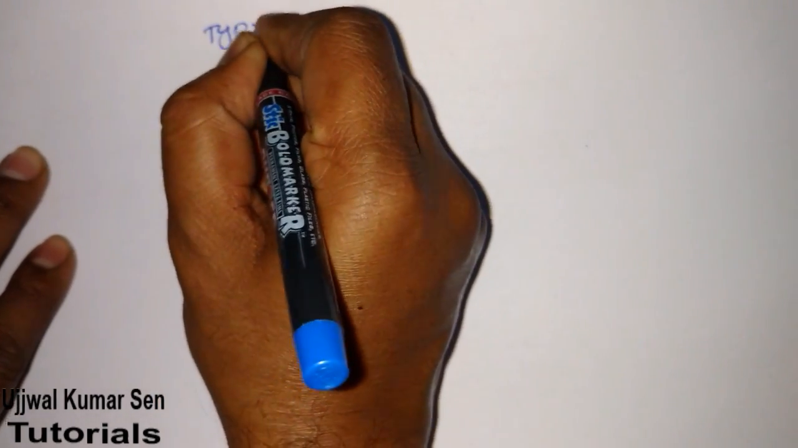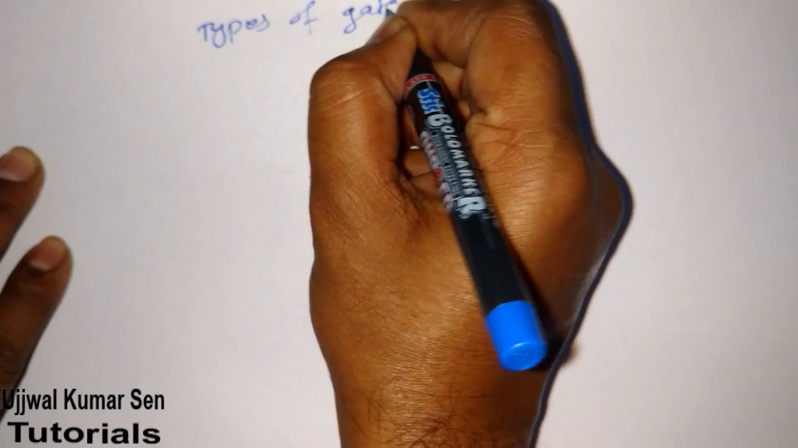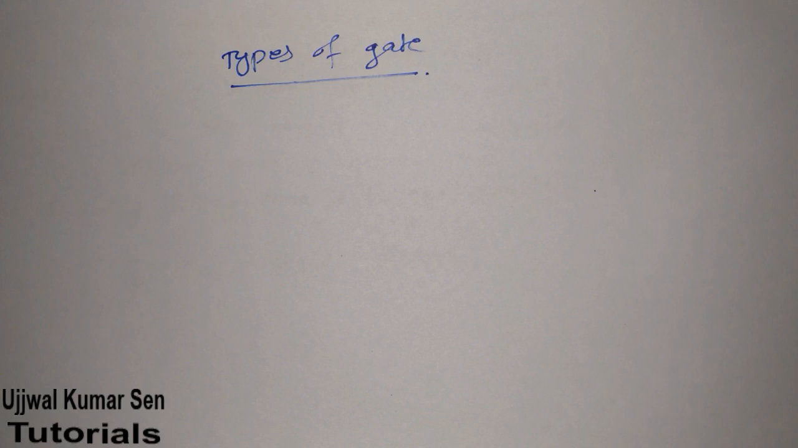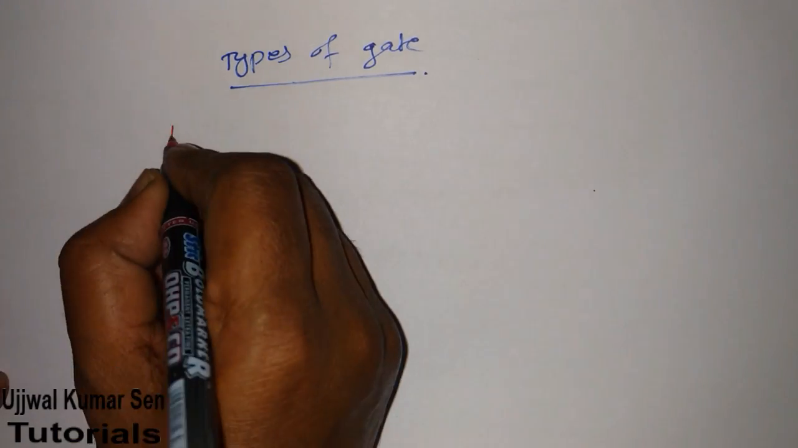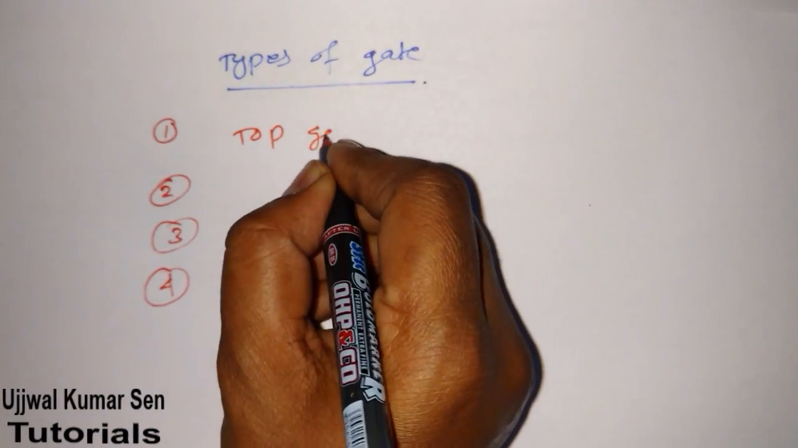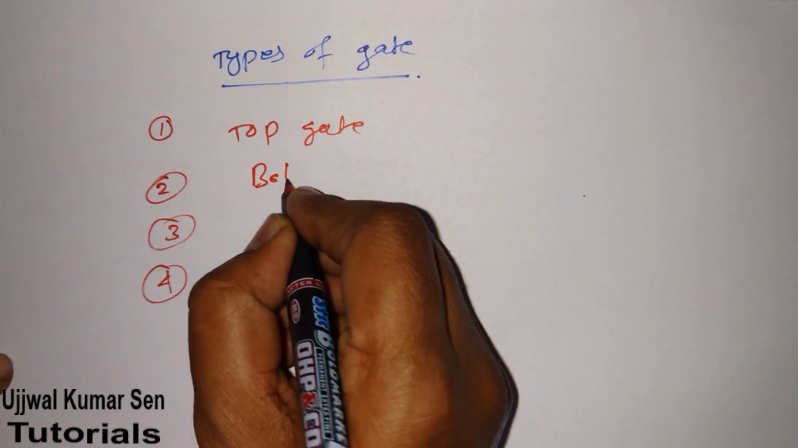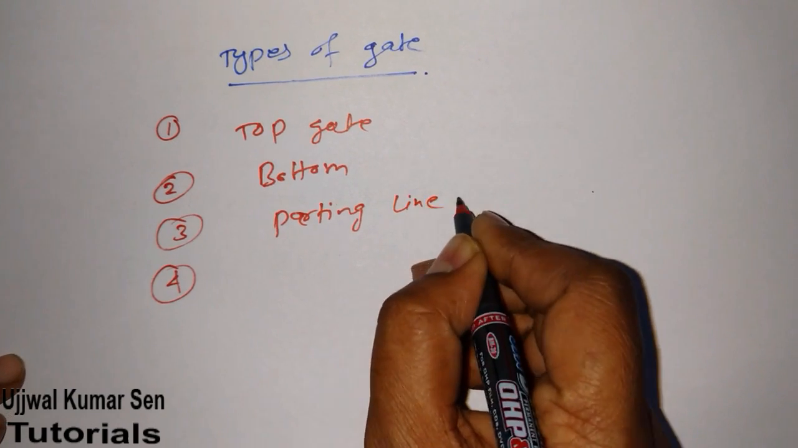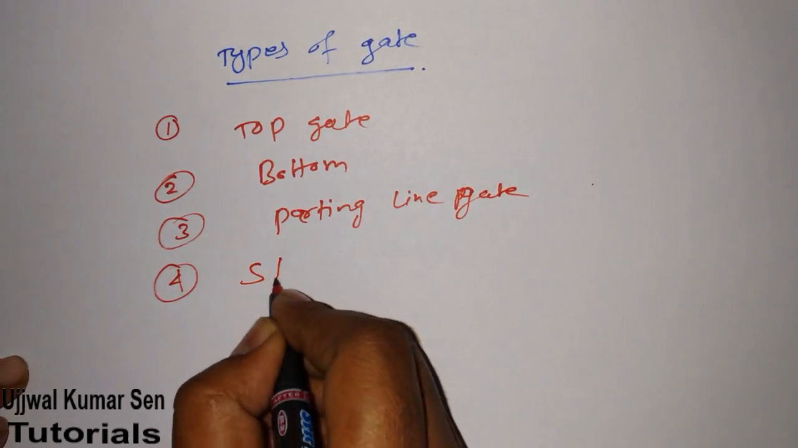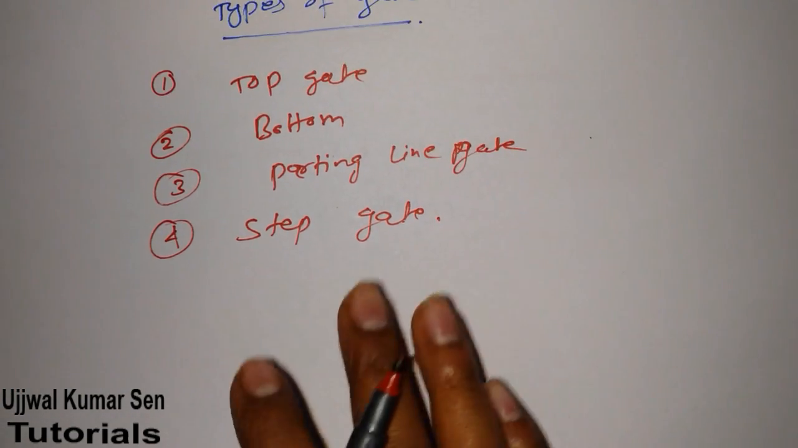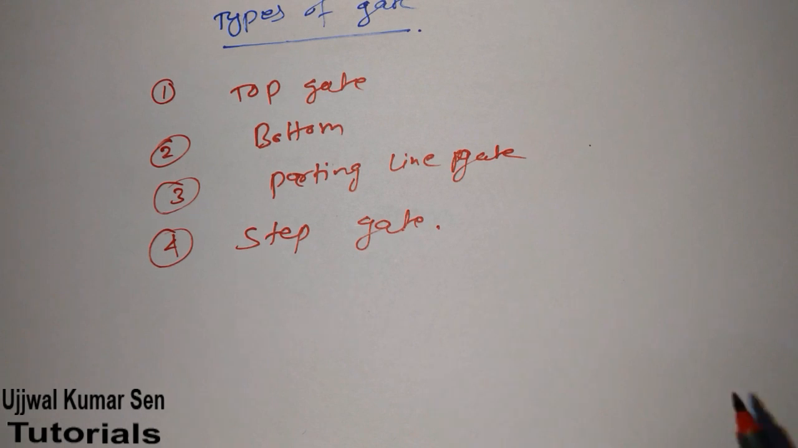I got this paper. Now we'll go for types of gate. What are types of gate? Basically, if you have gone through any book a little bit, you will see there are many types of gate. So basically there are 4 types of gate: top gate, bottom gate, parting line gate, and stab gate. These are the 4 types of gates.